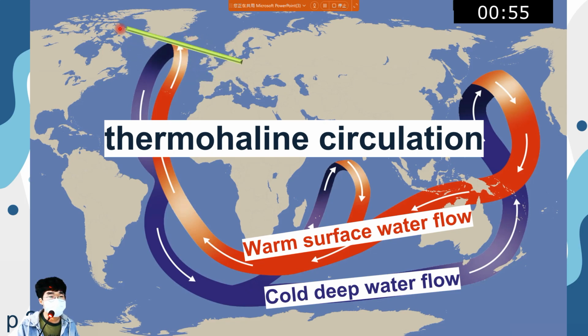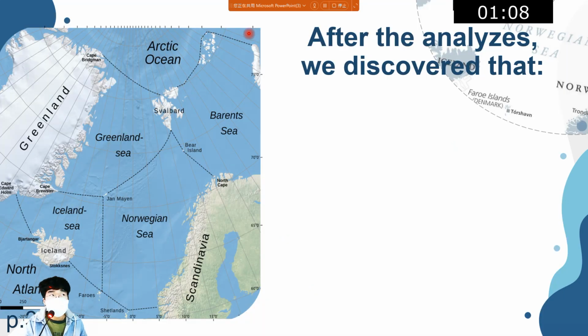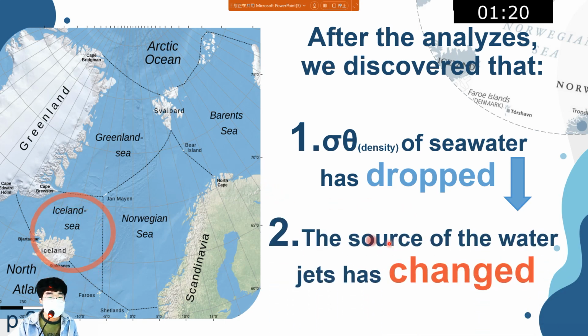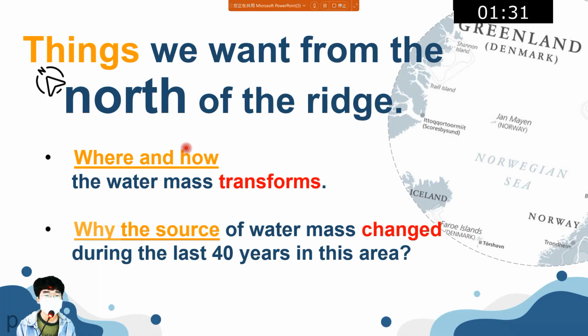But what about the line here? We know about the south of the ridge here, but we don't know anything about the north. So scientists started their analysis to figure that out, and found that the potential density of the seawater has dropped in this area in the last 4 decades. They also discovered that the source of the water jets has changed, from the Iceland Sea to the Greenland Sea.